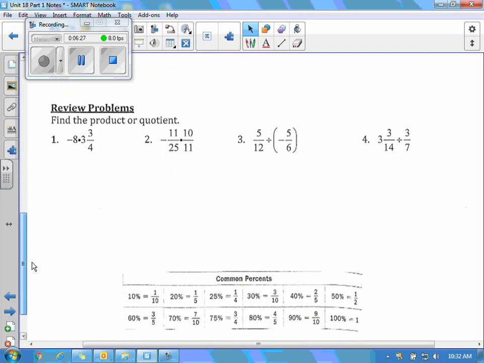And then there's some review problems here at the bottom. At the very bottom of this page are just some common percents turned into fractions, just in case you need those on seconds or anything like that.